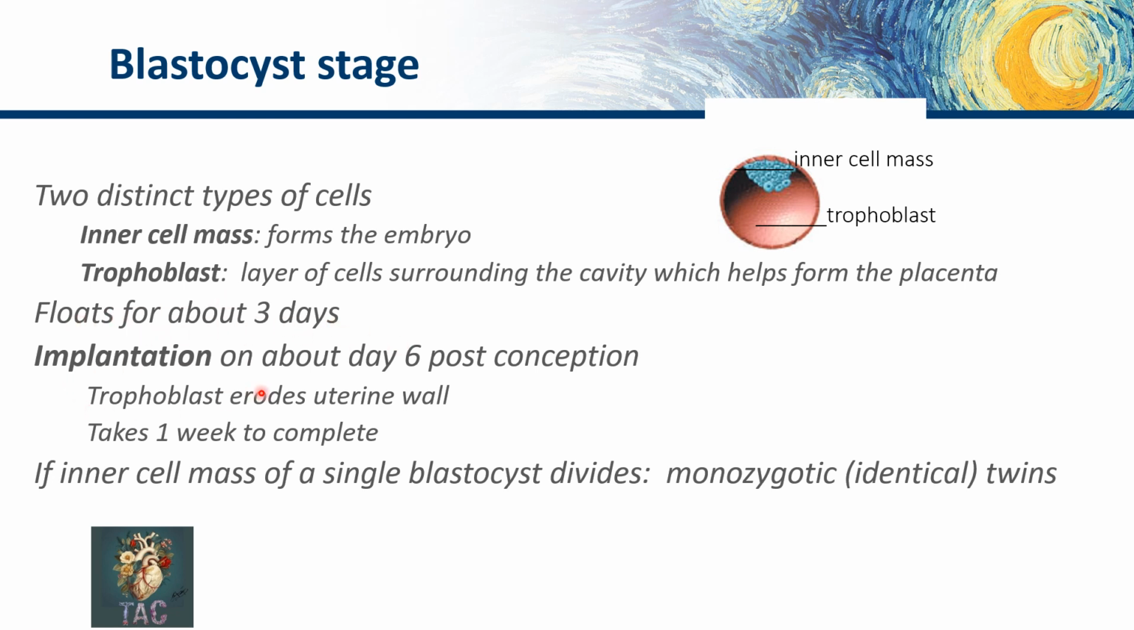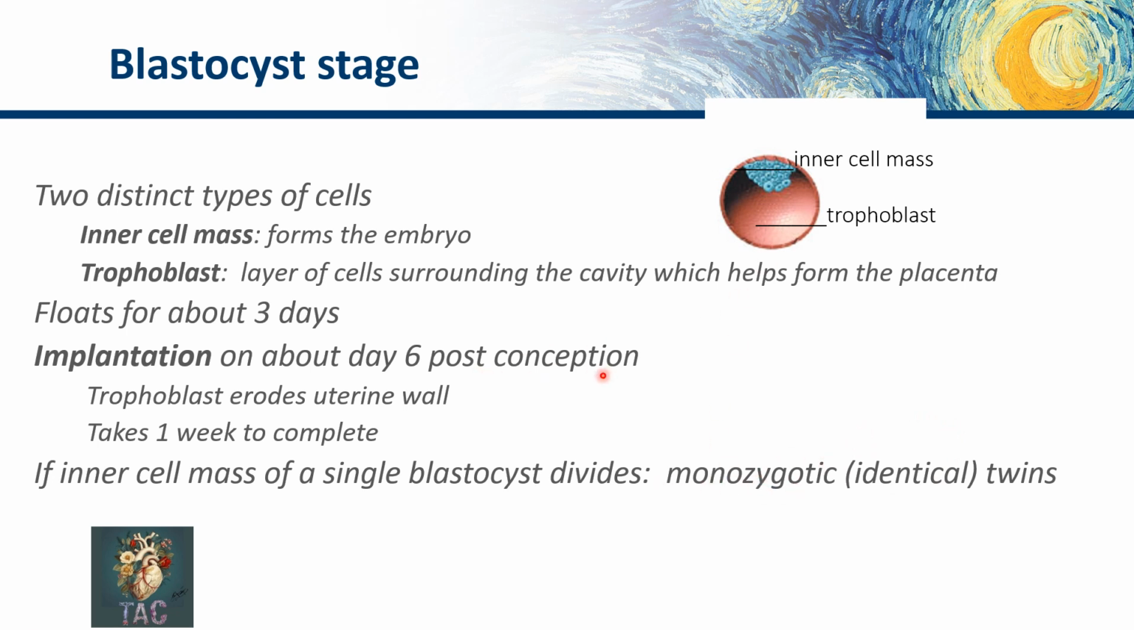So implantation usually starts 6 days post conception. The trophoblast erodes the uterine wall and it takes 1 week to complete. If the inner cell mass of a single blastocyst divides, monozygotic twins also form. This is one of the types of twinning as well at this stage.